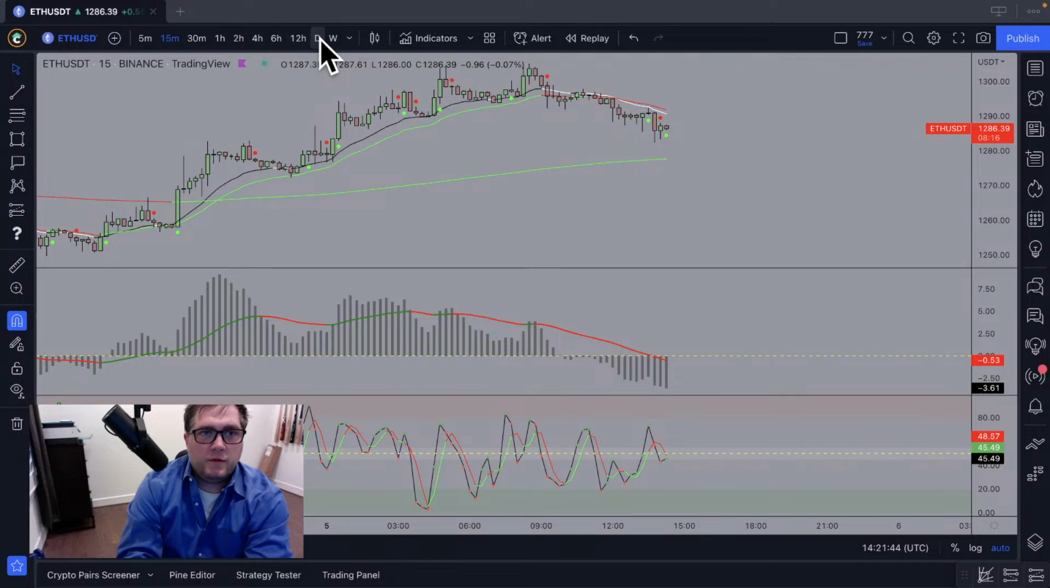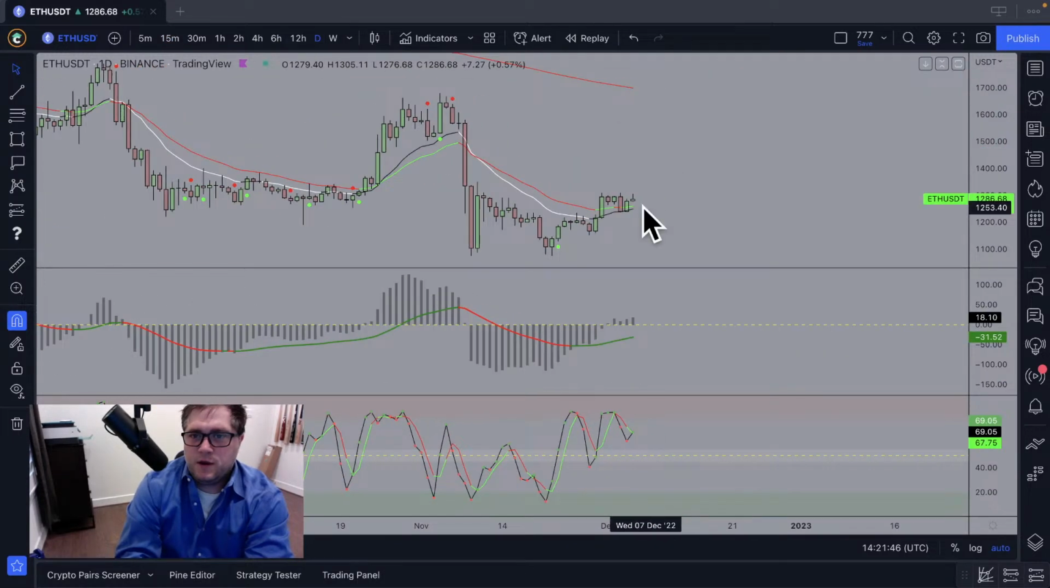All right, let's go to the day chart, see what it looks like. On the day chart, you can see that we're above the moving averages. This doesn't mean a lot. Many traders will assume that since we broke above both EMAs, whatever EMAs you use, that makes it a bullish movement.